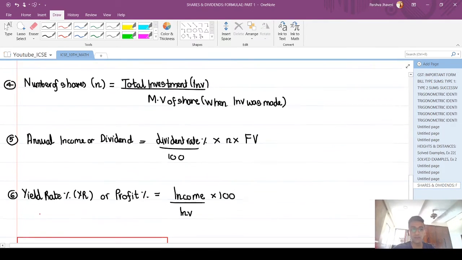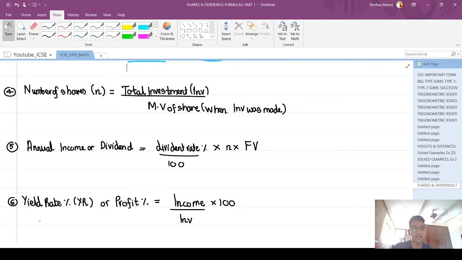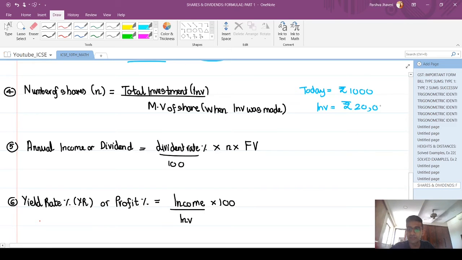Next, this is a common sense thing: to calculate how many shares anybody owns, you just put their investment upon the marked value of the share when they bought the share. So let's say the price of the share was rupees 1000, and I invested 20,000 rupees. So how many shares will I get? Simple, 20,000 upon 1000, and that's 20 shares. Very common sense type of thing.